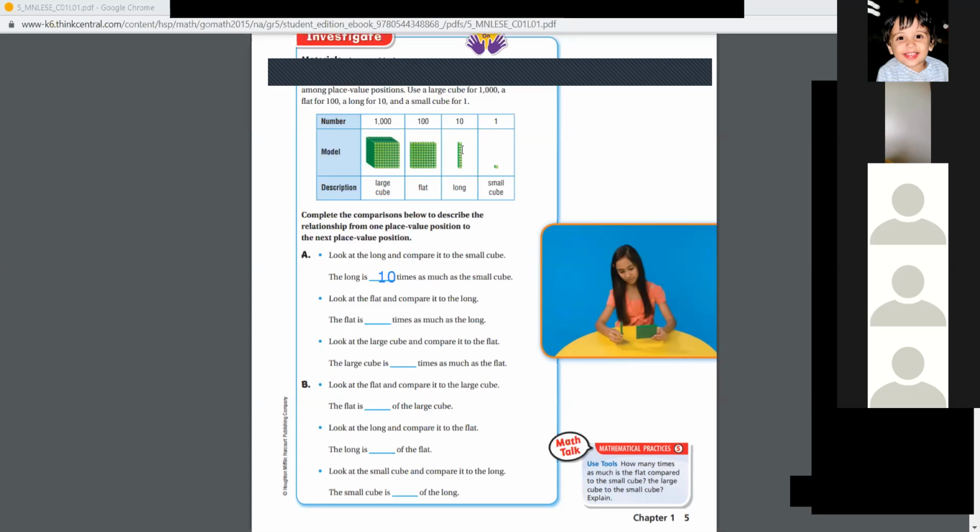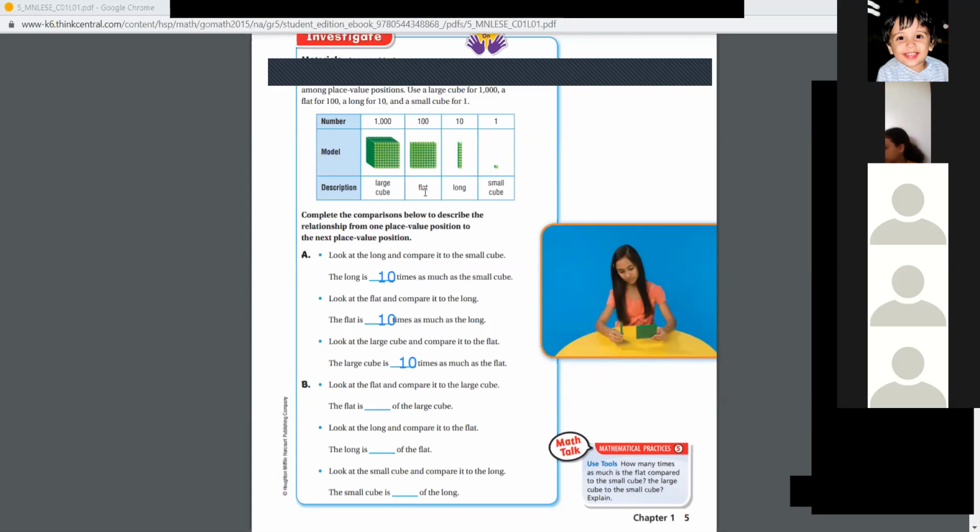See, already you have 10 over here. When you put 10, 10, 10, 10, 10, for 10 times, you will get 100. Look at the large cube. The large cube is again 10 times. I told you even yesterday, everything is how many times? 10 times.